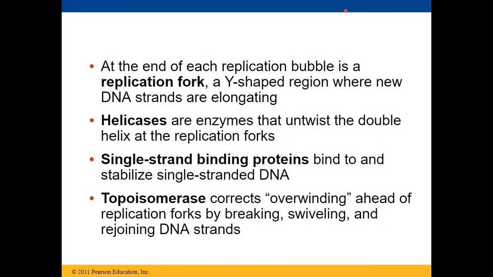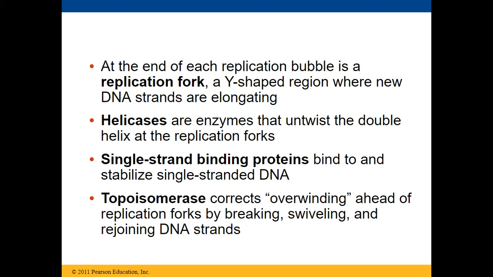At each end of the replication bubble is something called the replication fork. It's a Y-shaped region where DNA strands are elongated. Our first set of molecules that we're going to talk about is an enzyme called helicase. DNA helicase is responsible for untwisting the double helix, breaking those hydrogen bonds that hold the bases together. They are found at the replication forks because that's their job. They're untwisting and breaking the bonds of DNA.